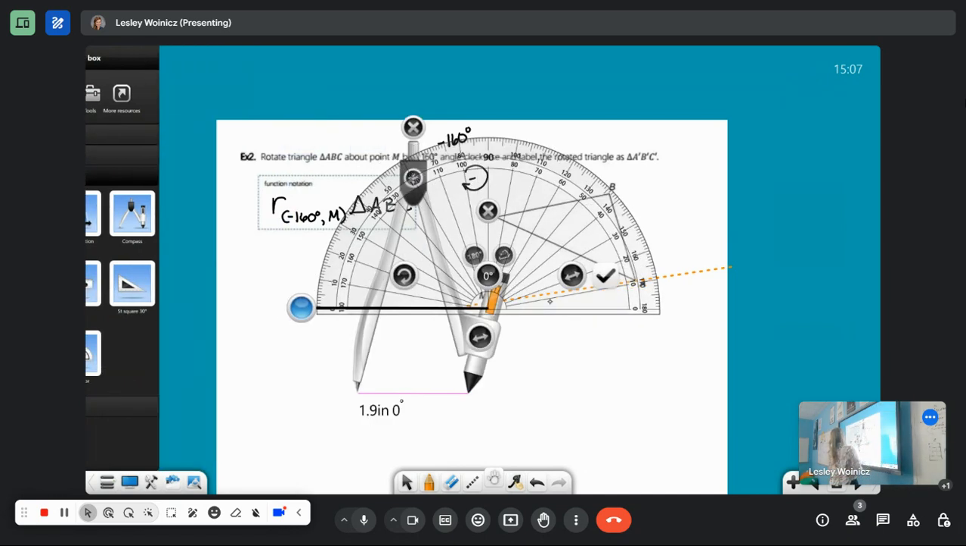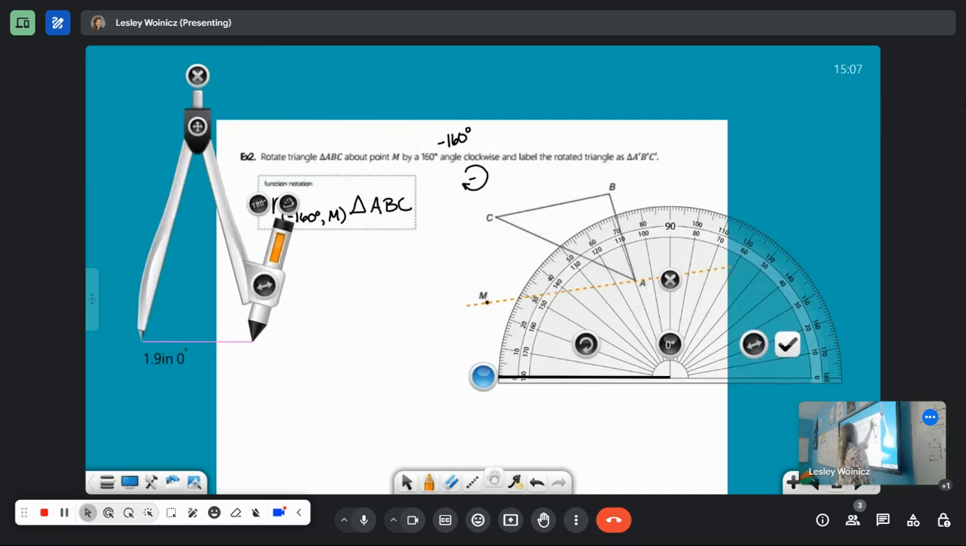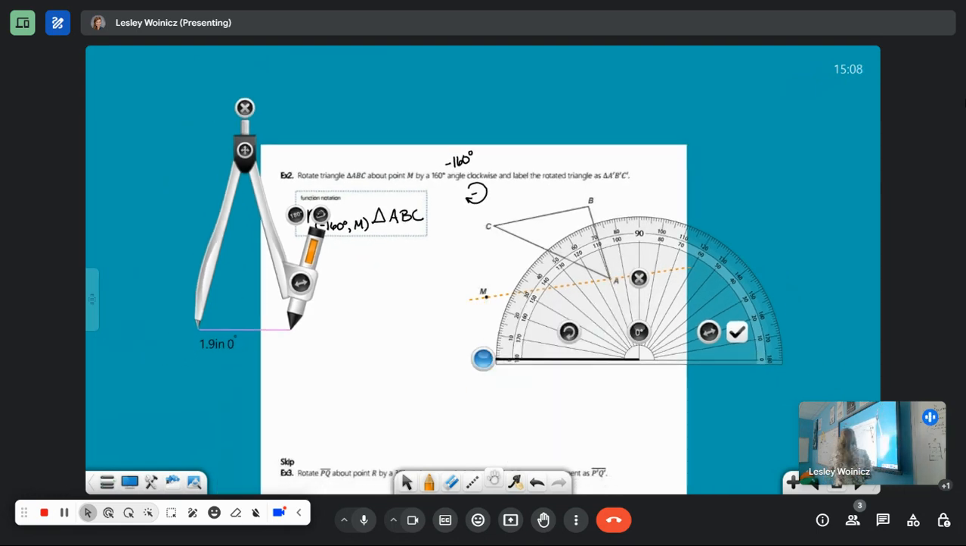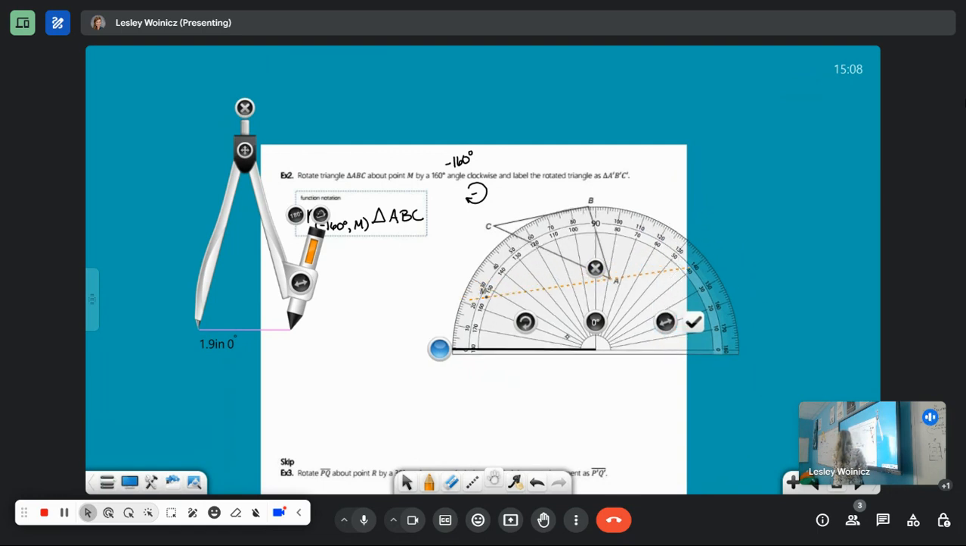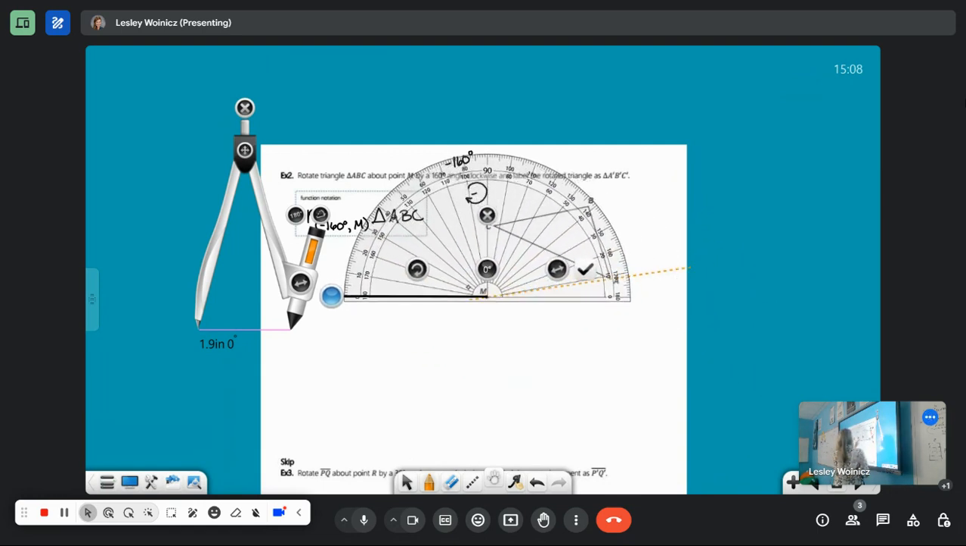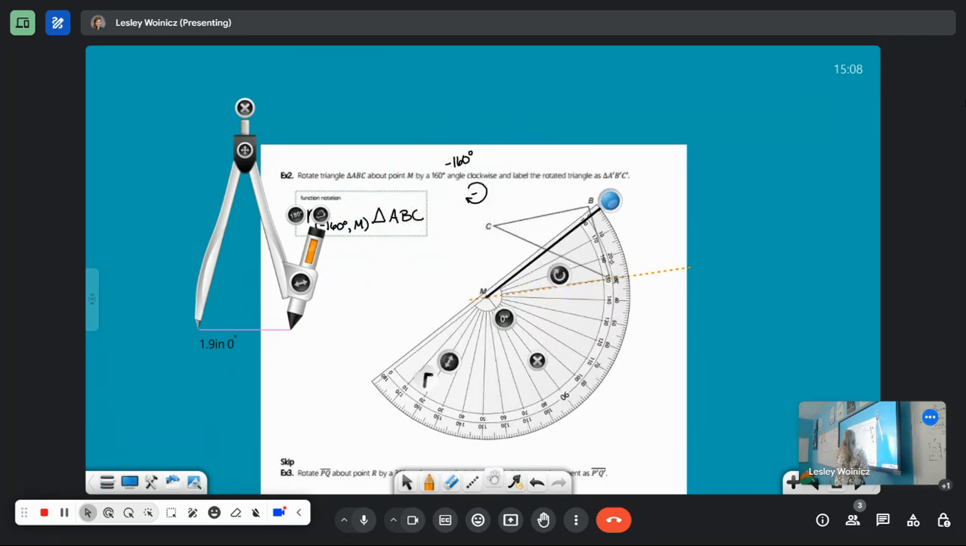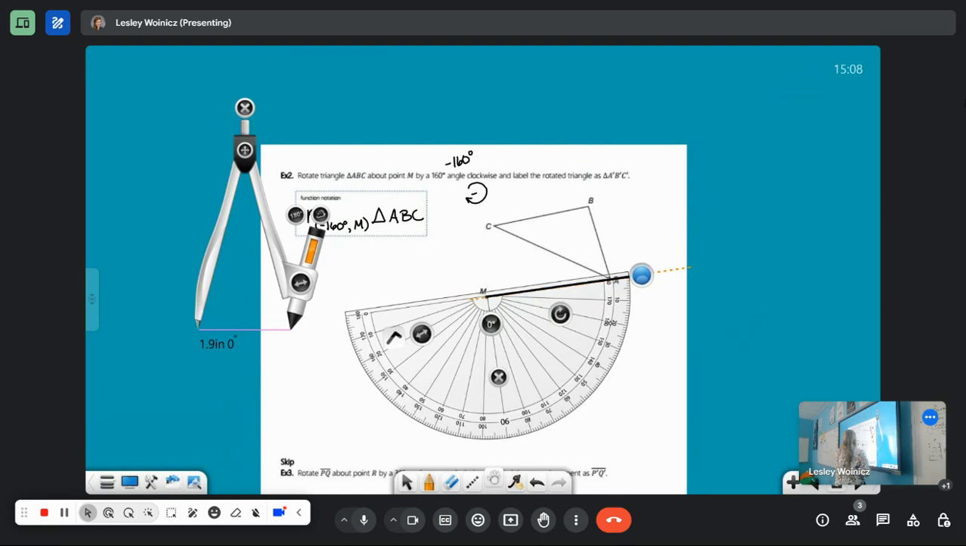And zoom out a little bit more. Hopefully it's not too hard for you guys to see. All right, so I'm going to put the center of my protractor at my center of rotation. Now this time I want to have room to rotate in the same direction as the clock. So I'm going to spin this around this way. I don't want to go in the positive direction. I want to make sure I have room to go negative.